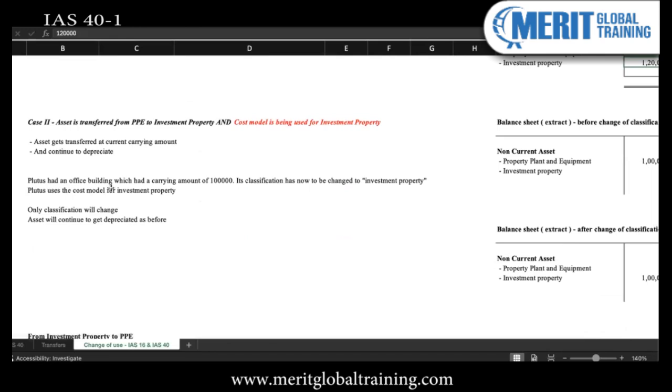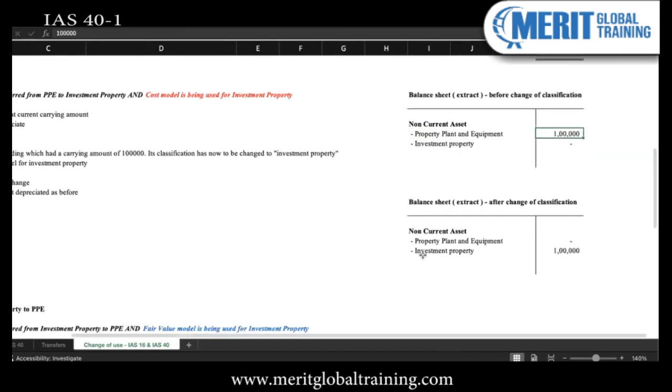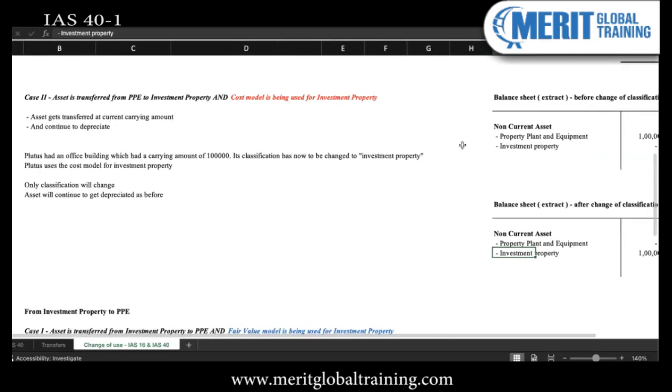The second situation is asset is transferred from property, plant, and equipment to investment property, but you are using the cost model for investment property. So here the approach is even simpler because there is no revaluation happening for investment property. Asset gets transferred at the current carrying amount, continue to depreciate. Only the head changes. Earlier in the balance sheet, this particular building was shown in property, plant, and equipment. Now, after the change of classification, this building is shown in investment property at 1 lakh. It's only the heading which changes, nothing else undergoes a change.